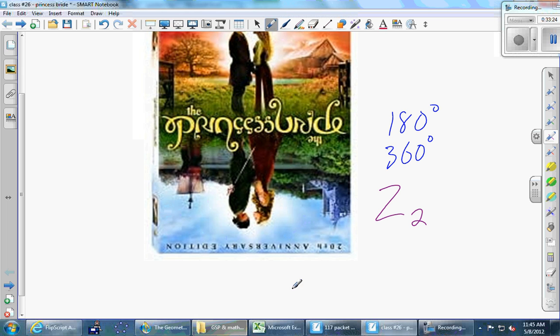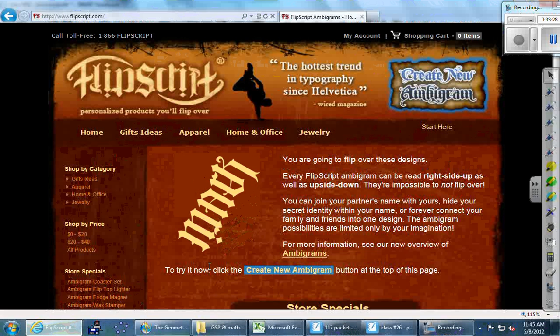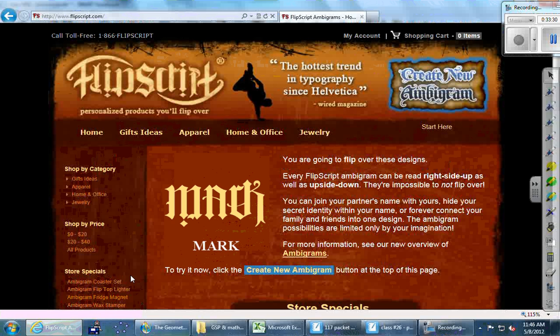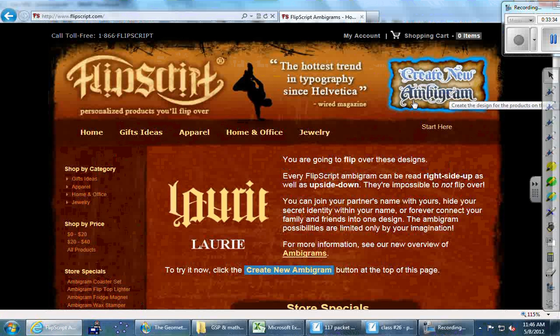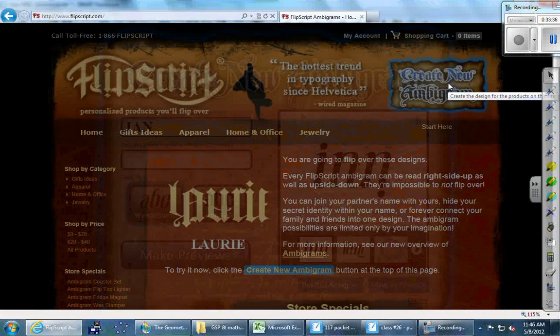And then let's come back here to this other page. So here's a web page. There's a link that Doug just sort of got up to, and you can go to that link and click this thing that says create new ambigram.